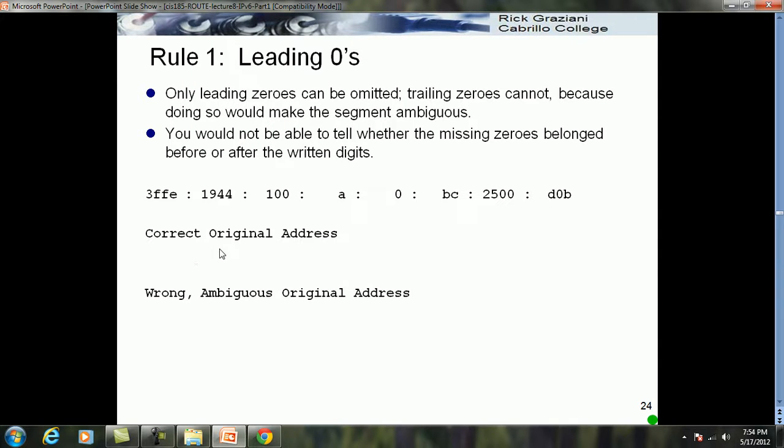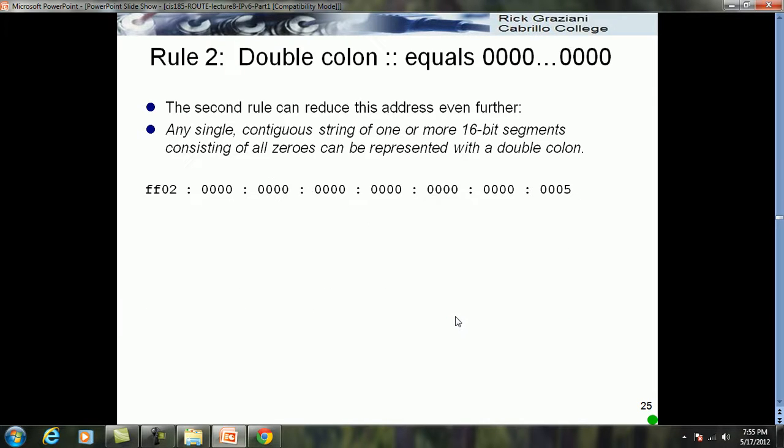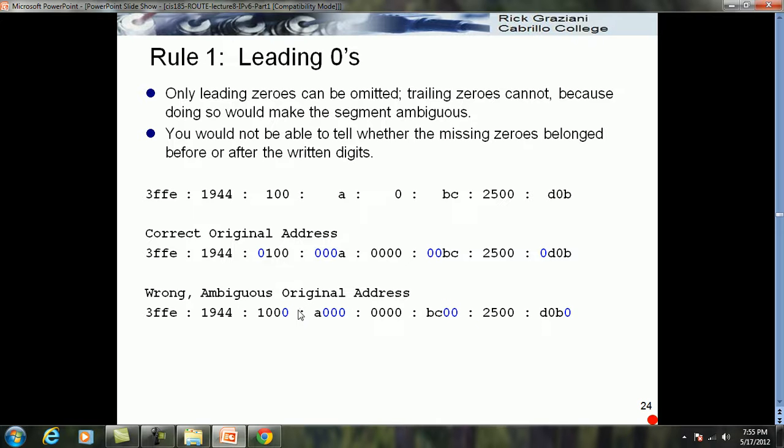Now see, correct original address. This is the original address, correct? This one. And if I drop this also, now see, wrong, ambiguous original address. I can put it like this also in this 1000. After looking at this, I can put 10 back and 8000s, correct? So if I drop backside zeros, the ending zeros, what will happen? It will be an issue, correct? So this is the wrong answer, correct?